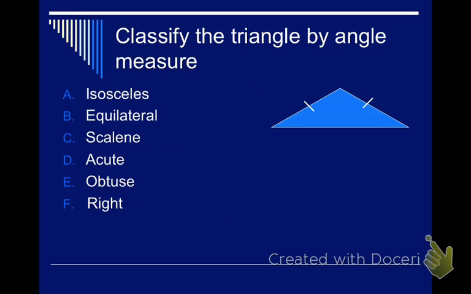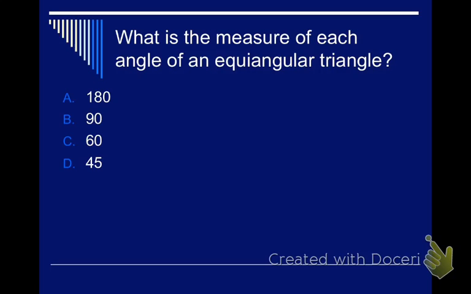Now let's talk about angle measurement of the triangle given. We're going to have to assume here just for a second that this angle is the way that it appears, which appears to be an obtuse angle. So that gives us our answer that this triangle is an obtuse triangle. What's the measure of each angle of an equiangular triangle? You've got a triangle where all three angles are equal. That's a 60-degree angle in that triangle.